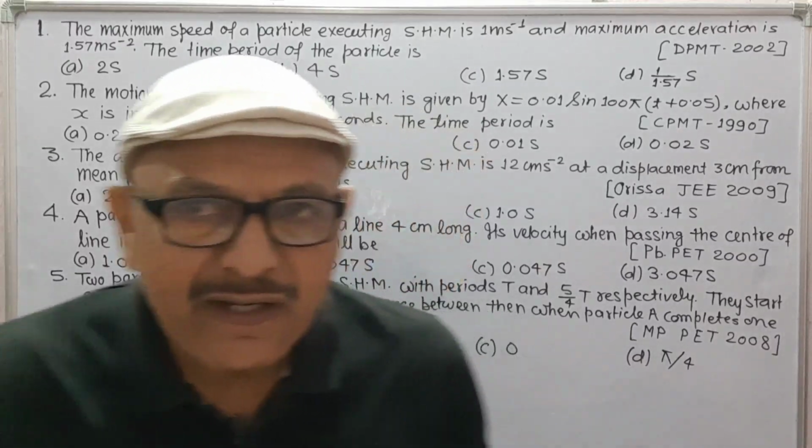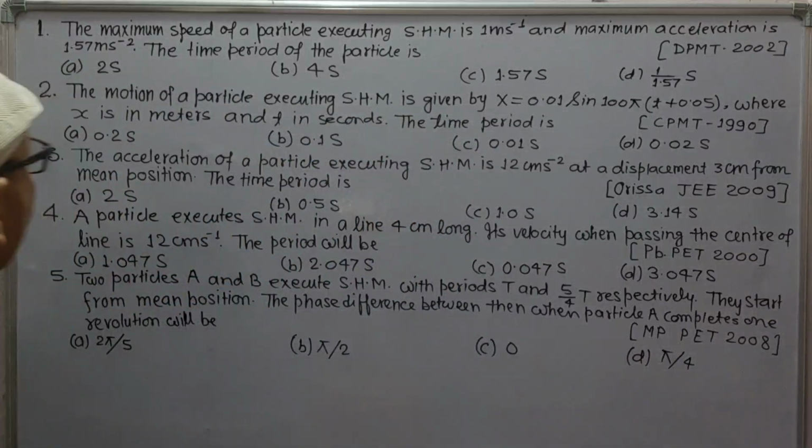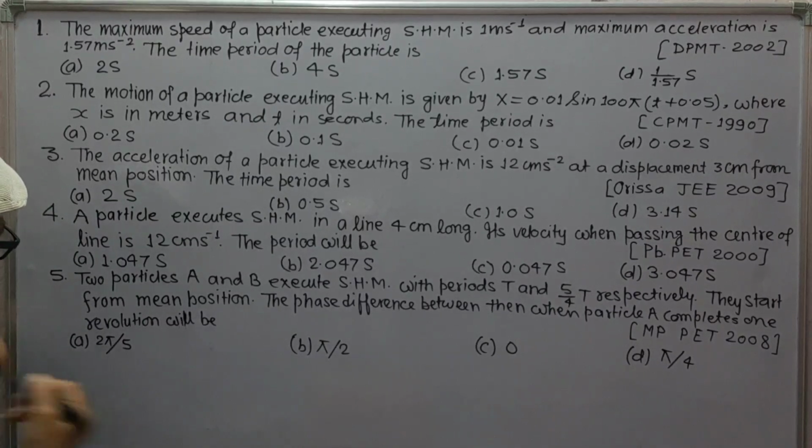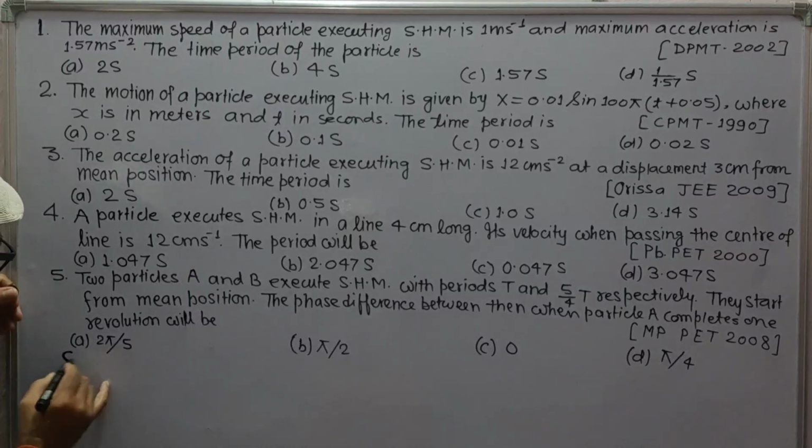Now let us come to the first question. The question is, the maximum speed of a particle executing simple harmonic motion is 1 meter per second and maximum acceleration is 1.57 meter per second square. The time period of the particle is. Now solution to question 1.